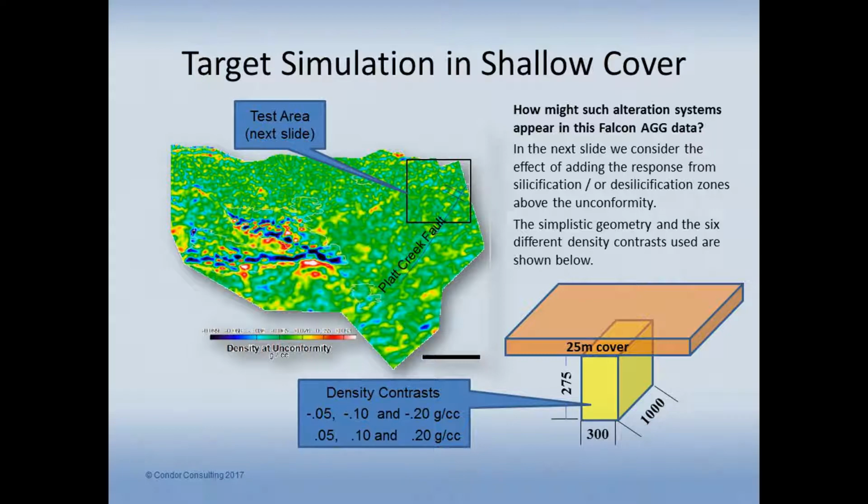A few years ago, Condor did an experiment, I suppose, just to demonstrate the efficacy of using airborne gravity gradient data to find this alteration zone in the sandstone. And this is the Black Lake area. So a sandstone alteration body was generated here, placed under 25 meters of cover. This parametric model, and then various density contrasts were provided for the body, and it was stuck inside of a real set of Falcon AGG data.